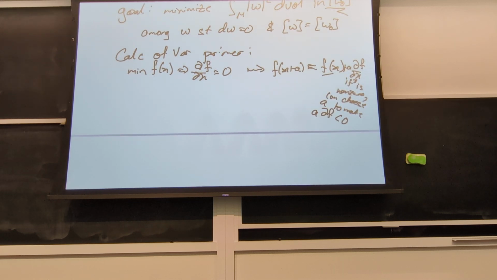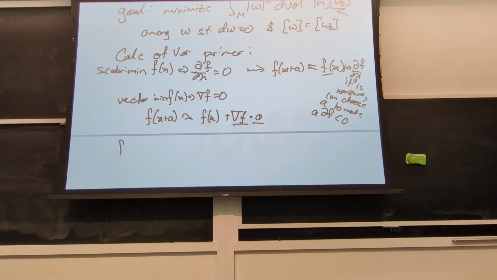And so this is scalar land. In vector land, this says that if f(x) is a minimum, then the gradient of f is equal to 0. And again, this is because f(x + a) is approximately f(x) plus the gradient of f dotted with a. So same reasoning: if this is non-zero, then you can pick an a such that it goes down.